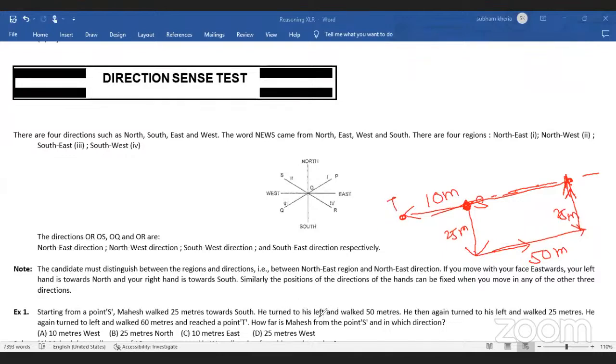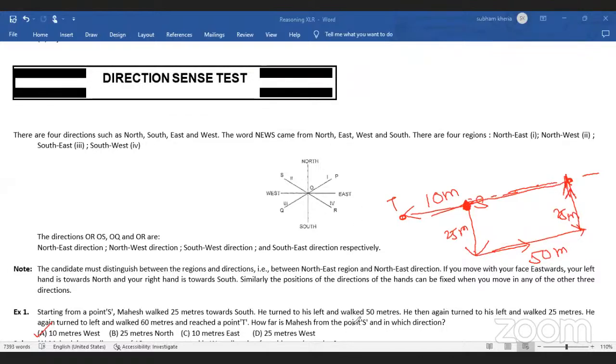How far is Mahesh from point S? Matlab S is here, T is here. So T is 10 meters from S towards which direction? From starting point towards which direction? Batao, towards west. Answer is 10 meters west. Is this question understood by all? Beta east nahi, beta west. See, this is an important concept. People might get confused.